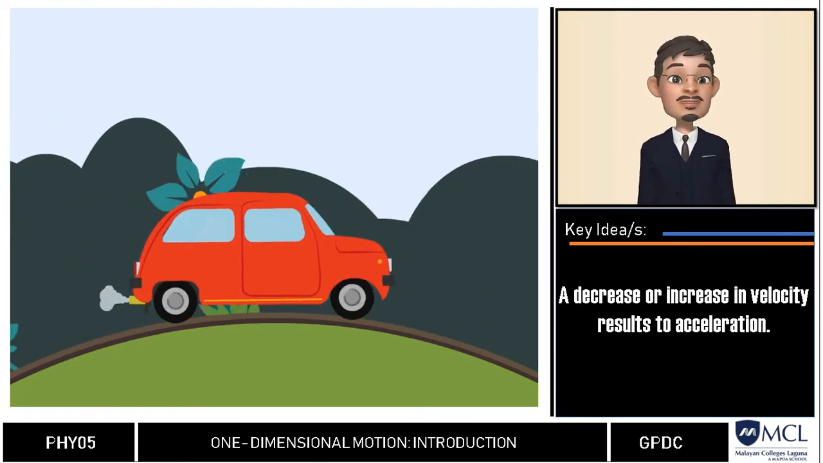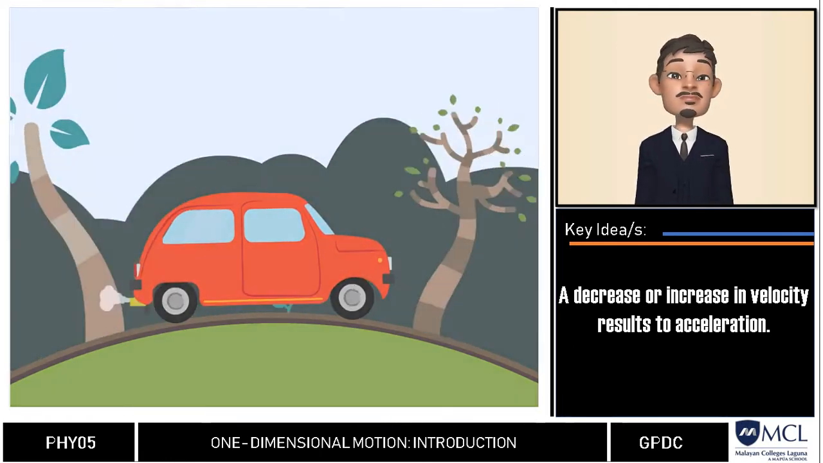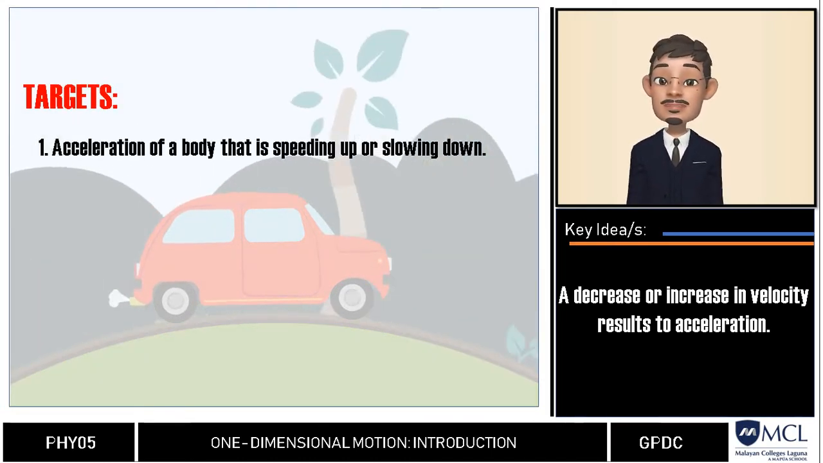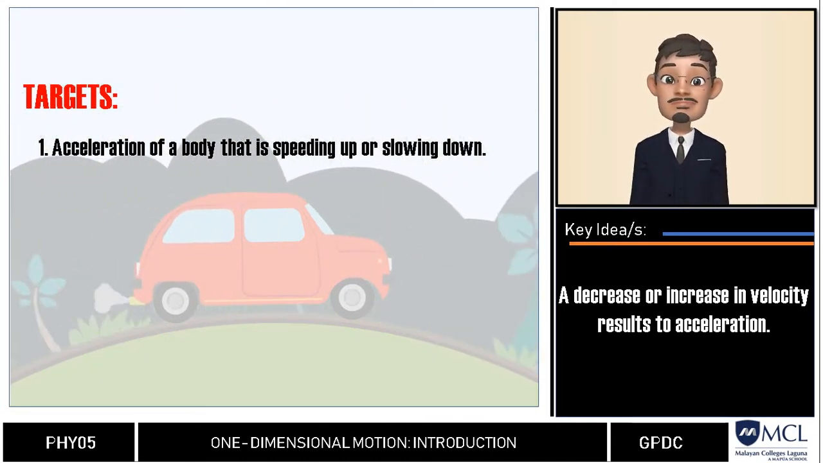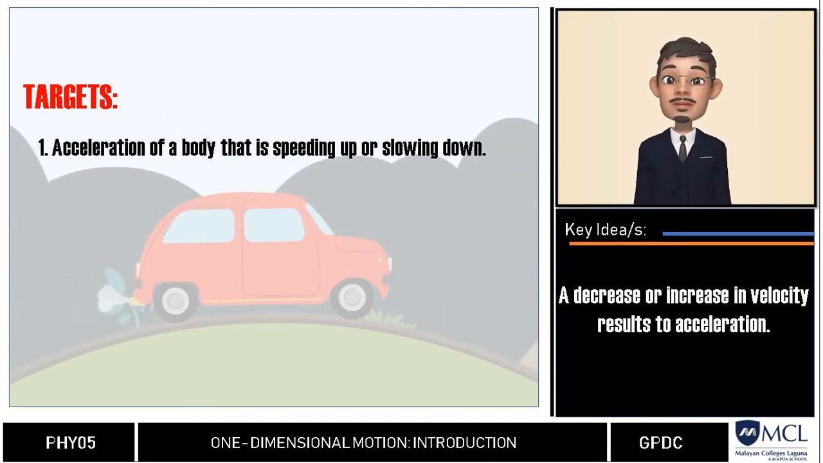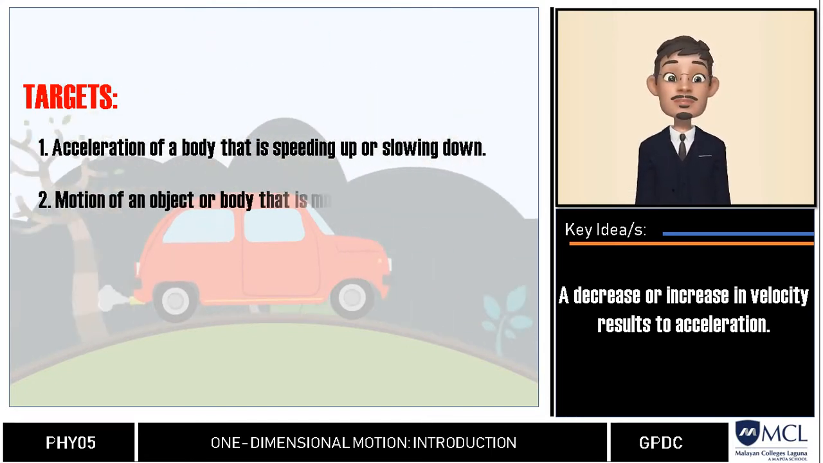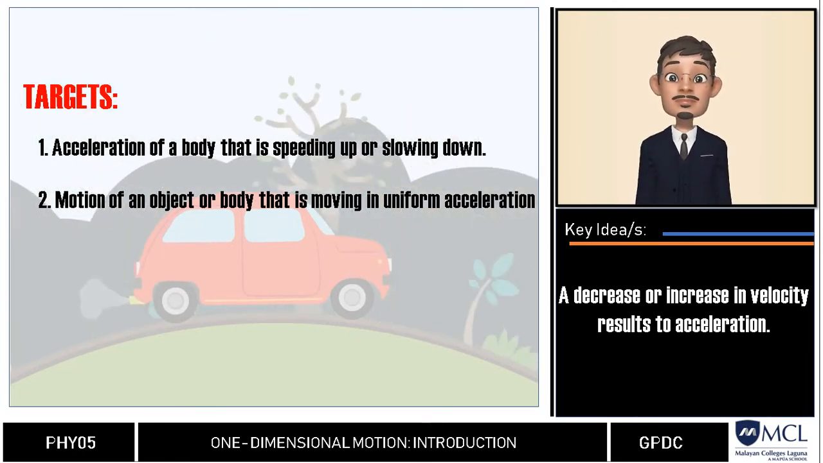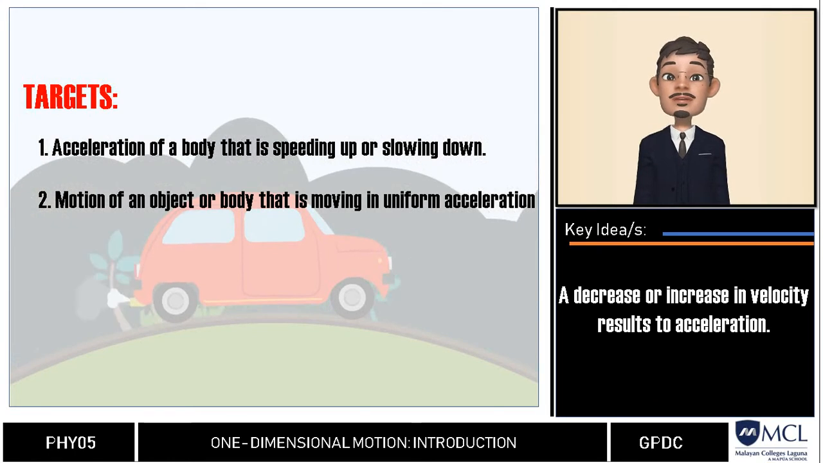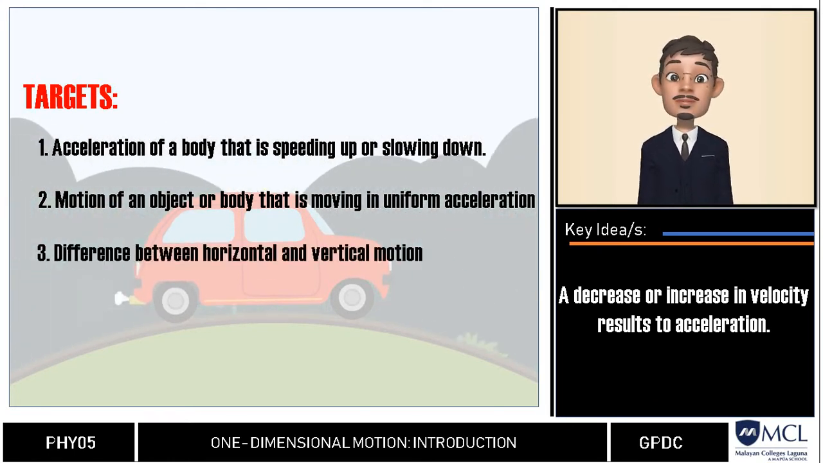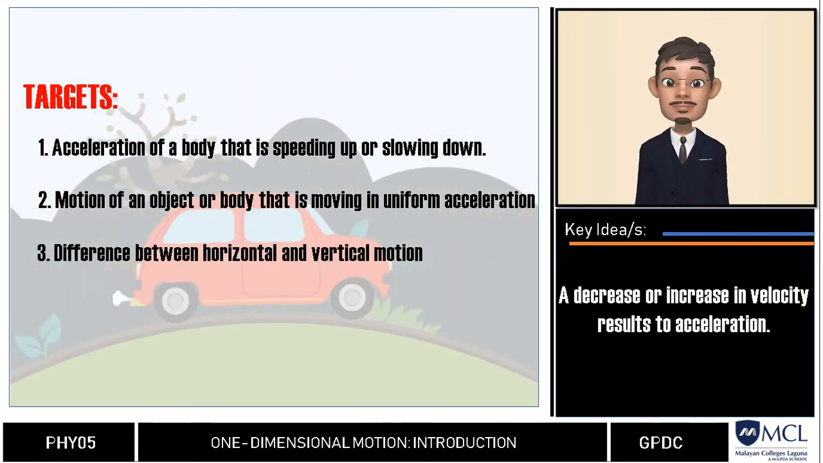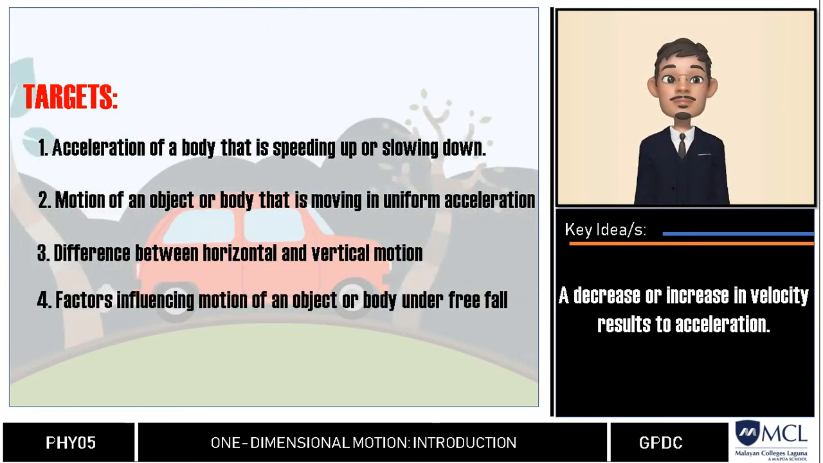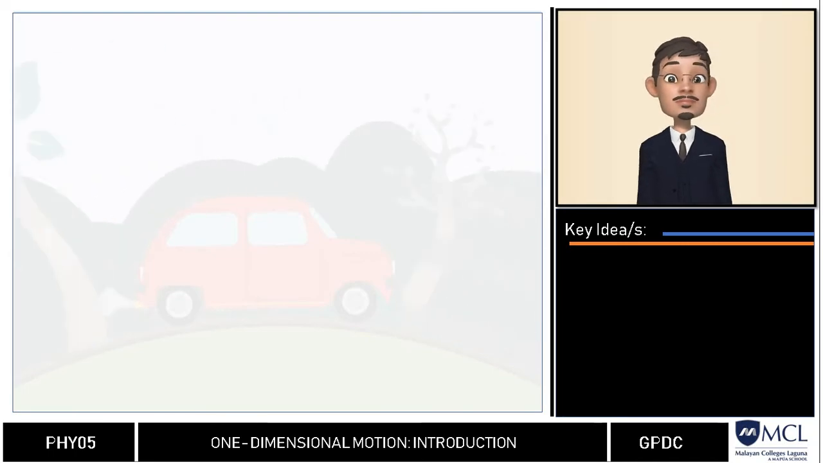At the end of this lecture, I am expecting that we could be able to answer the following questions. First, what is the acceleration of the body that is speeding up or slowing down? Next, how could we describe the motion of an object or body that is moving in uniform acceleration? Third, how does the acceleration of a horizontally moving body differ from a vertically moving body? And lastly, what factors influence the motion of an object or body under free fall motion?